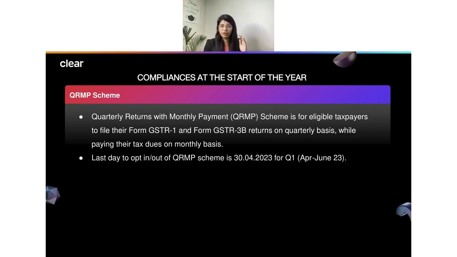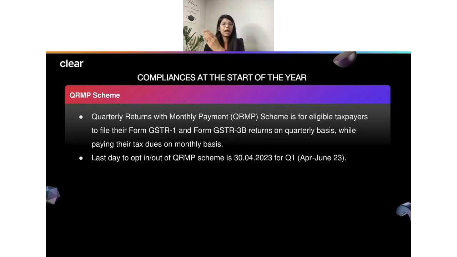This is one important point we should keep in mind: if you have opted for QRMP and have B2B supplies, you have to upload all your B2B documents using the IFF by the 13th of every month. So let's say for April, you have to file that by 13th of May, and accordingly, the recipient will always be able to claim the ITC. But this is optional in nature. It's not that IFF is mandatory, but it's always recommended that if you're dealing with B2B supplies, you should file it so that the recipient can claim ITC.